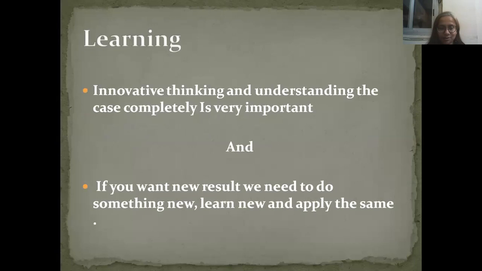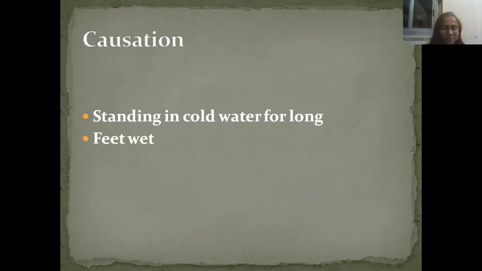I learned that if you want a new result, you have to apply some new technique, and that will give you the result. And you have to think innovatively and understand the case completely, and then only you go ahead. Otherwise, you'll be lost in this trial and error. So here I knew the cause, so I thought, let's try clinical repertory because the cause is very clear.